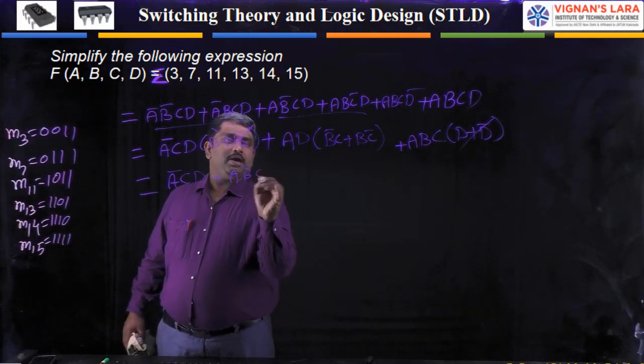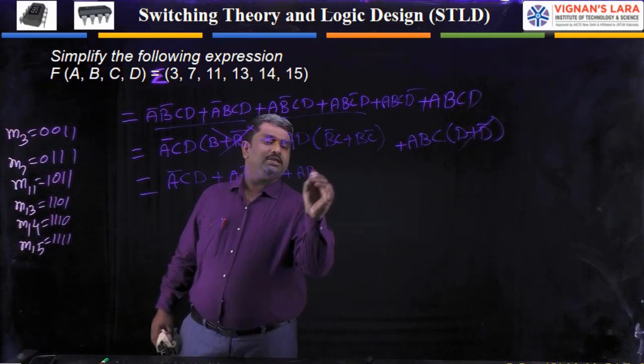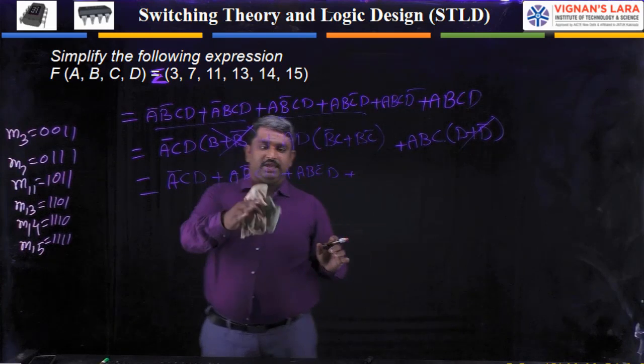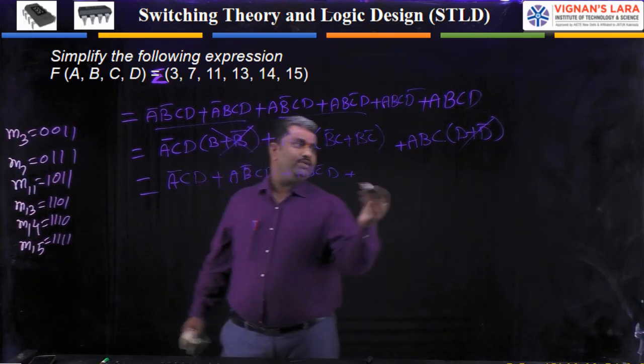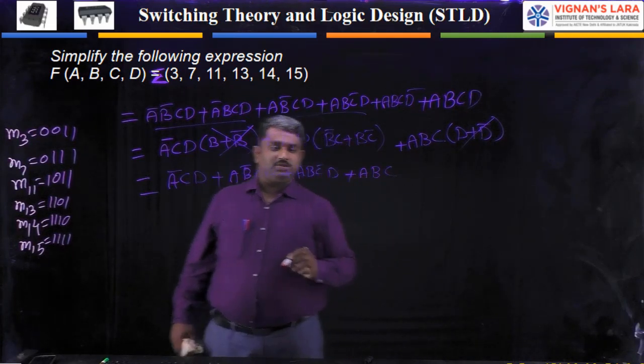A b bar c d plus a b c bar d. Those terms I have written like that only. I will see if any modification or simplification is there directly. We will see here the remaining value is a b c.